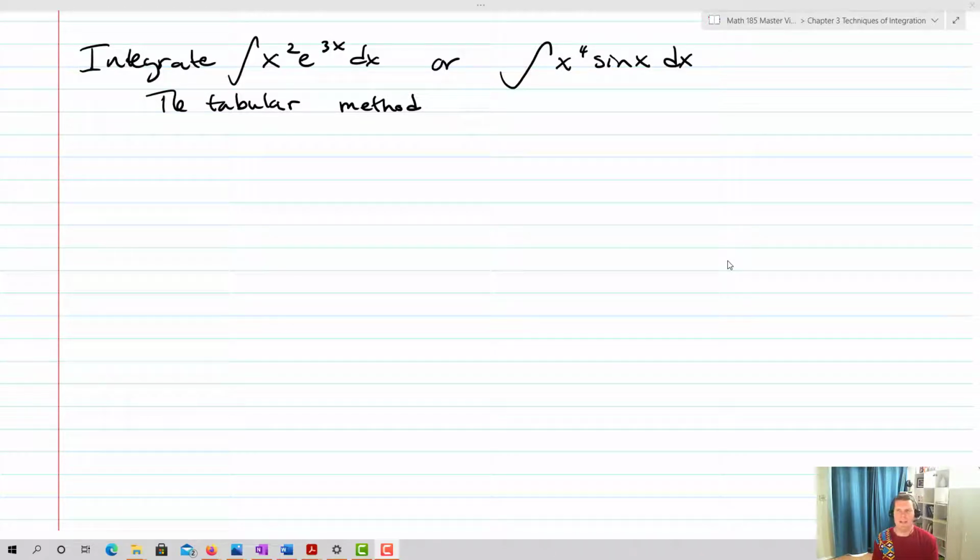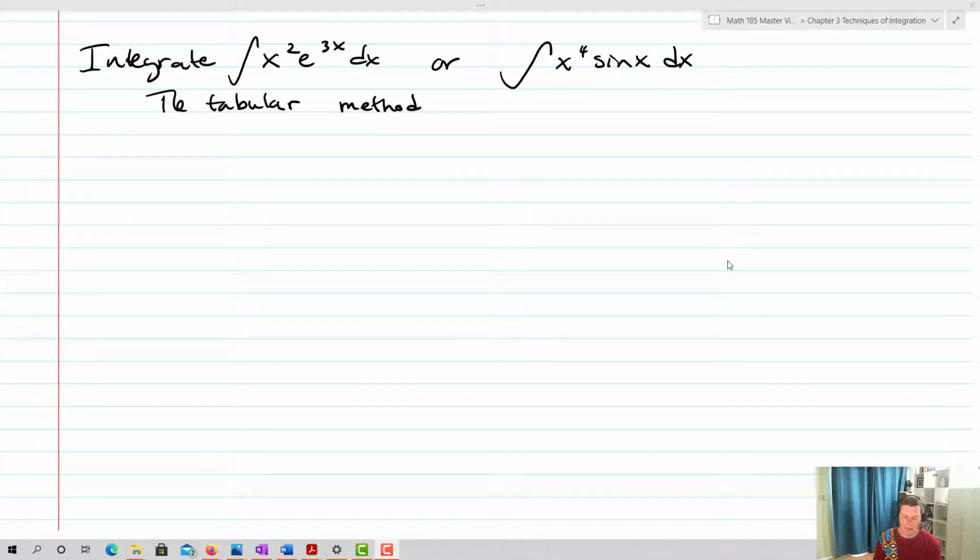This is not really a shortcut. Well, it is a shortcut because it ends up taking less time. But what it really is, is a great organizational method for doing integration by parts where we might actually have to do multiple integration by parts. Like in the case of x squared e to the 3x, where we had to do integration by parts twice. In the case of x to the 4th sine x, we'd actually have to do integration by parts 4 times, which could be really time consuming and could get very, very messy.